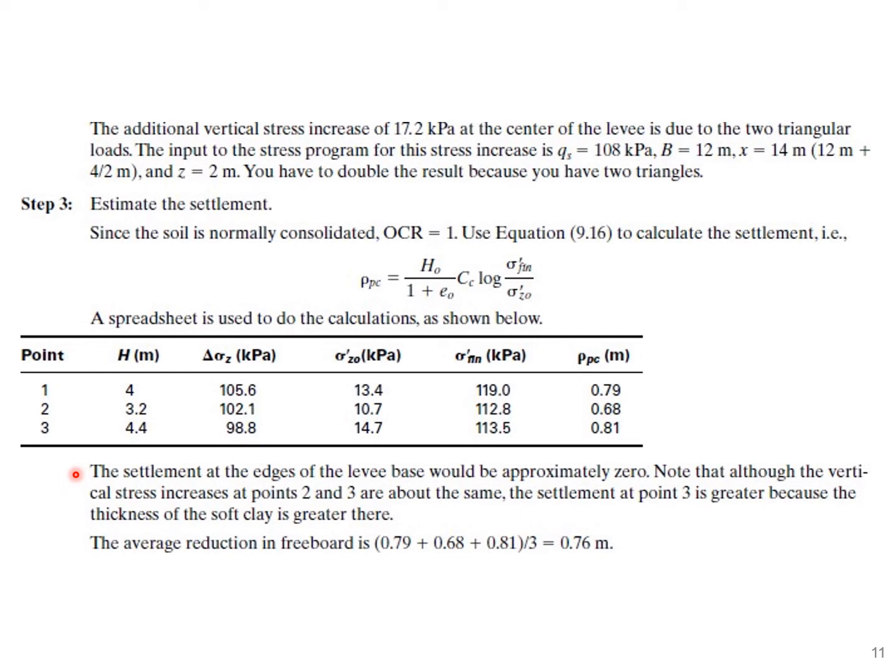The settlement at the edges of the levee base would be approximately 0. Note that although the vertical stress increases at point 2 and 3 are about the same, the settlement at point 3 is greater because the thickness of the soft clay is greater there. So the average reduction in freeboard is the average of the three values, 4.79 plus 0.68 plus 0.81 divided by 3, so it is 0.76 meter.